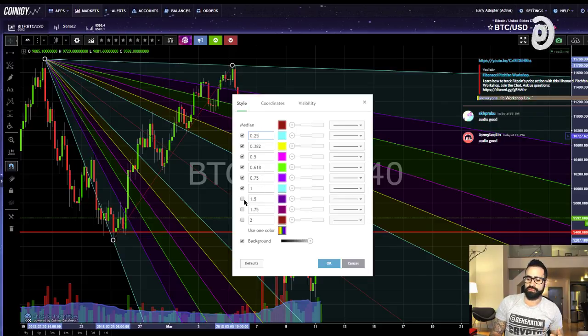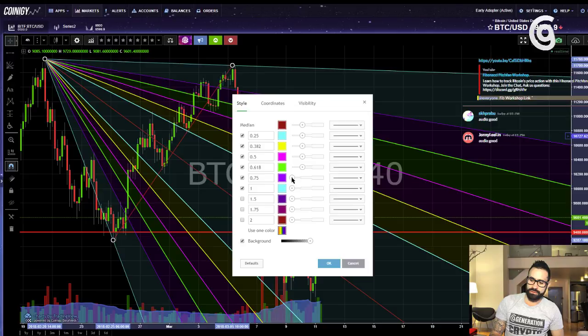We can also add the 1.5, the 1.75. I don't feel like I need those to track BTC, so I stick to these six different Fib levels, and I can go ahead and make them a little bolder for you guys to see a little better.